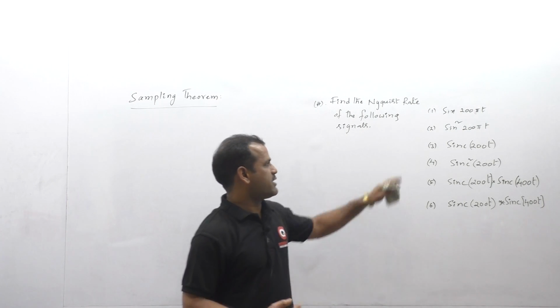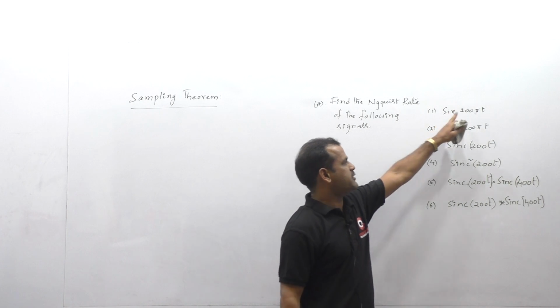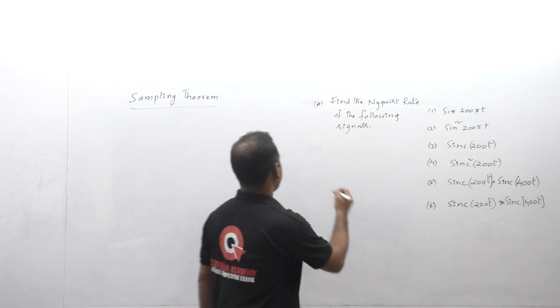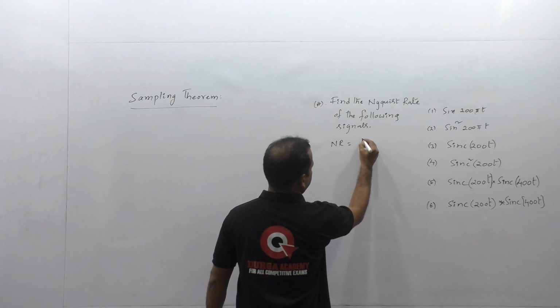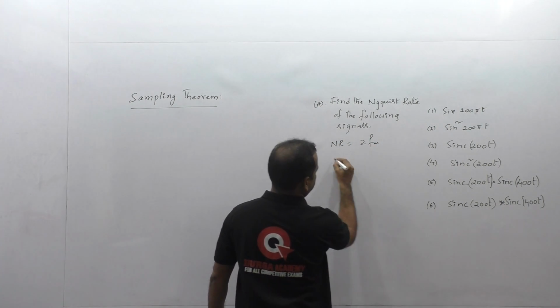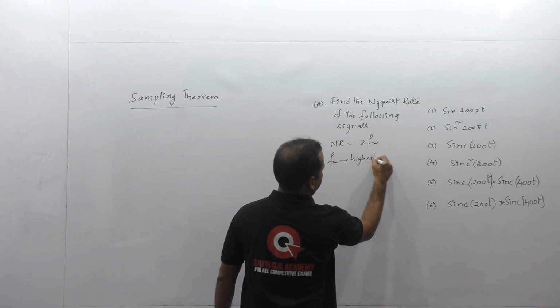Now let us find the Nyquist rate of the following six signals here. First it is sine 200 pi t. Here the Nyquist rate I am taking as NR. It should be 2 FM. Here FM is the highest frequency of the given signal.